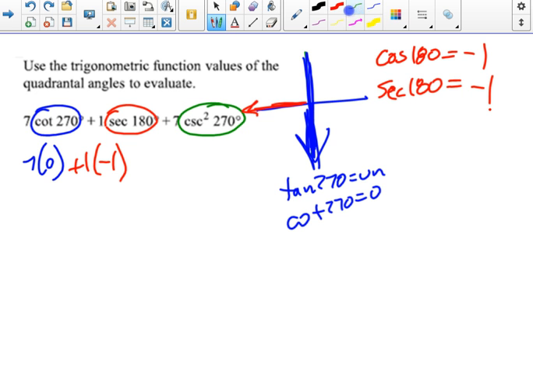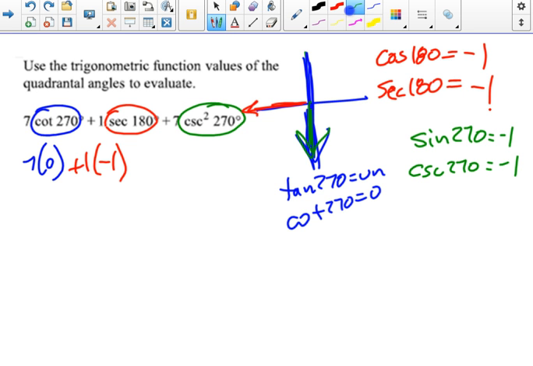And then in green, cosecant of 270. So I'm back down here at 270. Cosecant is the reciprocal of the sine. So the sine at 270 is negative 1. The cosecant at 270 then is the reciprocal, which is negative 1.